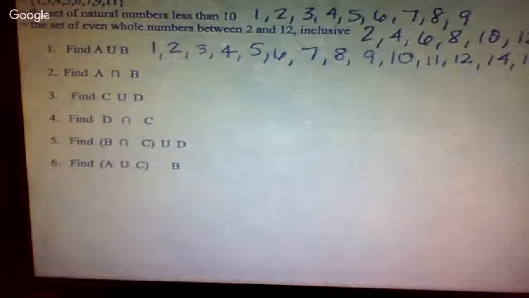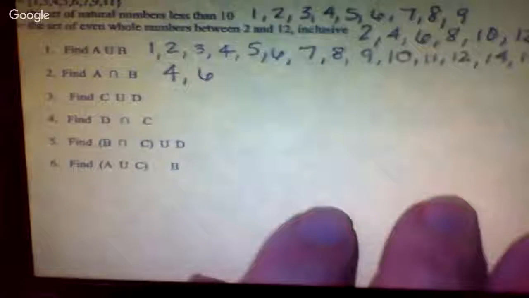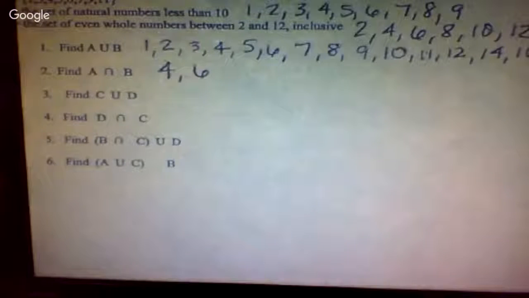Okay. Number 2 says find A intersection B. What does intersection mean? What they shared in common. What numbers do the groups share in common? 4, 6. Anything else? No, that's it. This is a pretty easy one. They only share 4 and 6 in common.